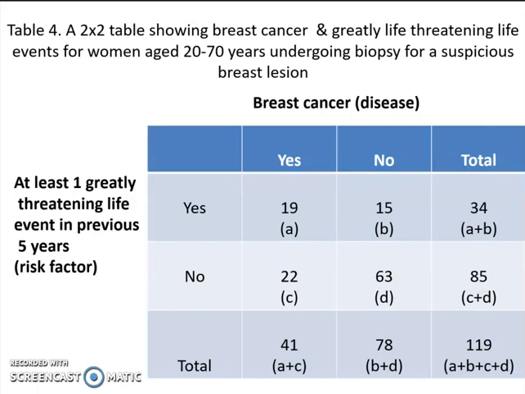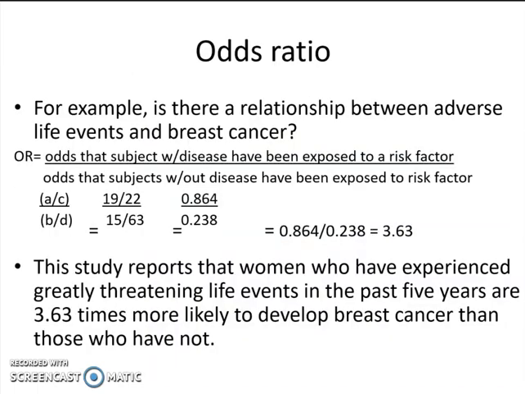For example, a table showing breast cancer and greatly threatening life events for women aged 20 to 70 years undergoing biopsy for a suspicious breast lesion. At least one greatly threatening life event in the previous 5 years is our risk factor. So for this, is there a relationship between adverse life events and breast cancer?